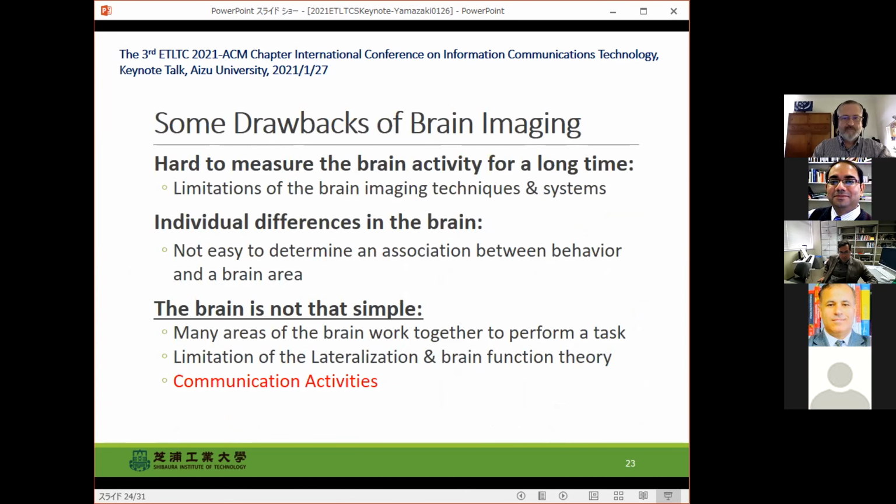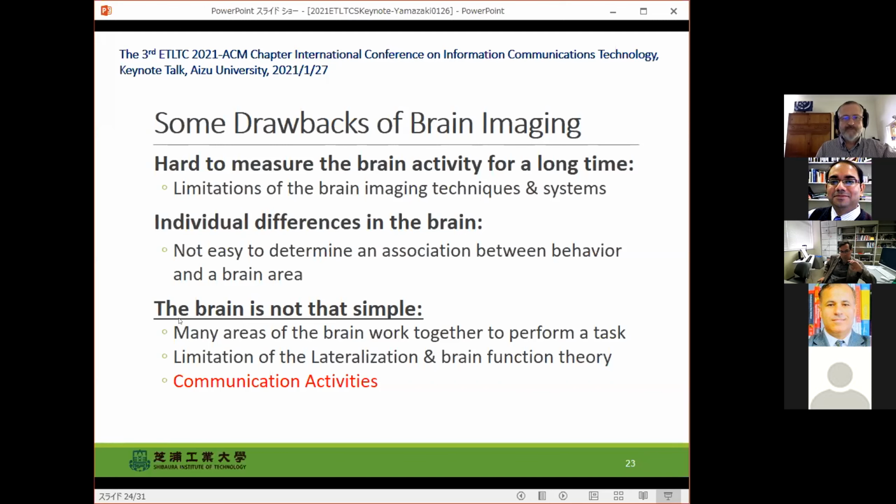And now let me talk about some drawbacks of brain imaging. Well, as you can imagine, it's not so easy to measure brain activity for a long time. It's a lot of burden for a subject to wear those headgears. And also, there are individual differences in the brain. So you have to have a lot of measurements from many subjects. This is sometimes very, very hard.